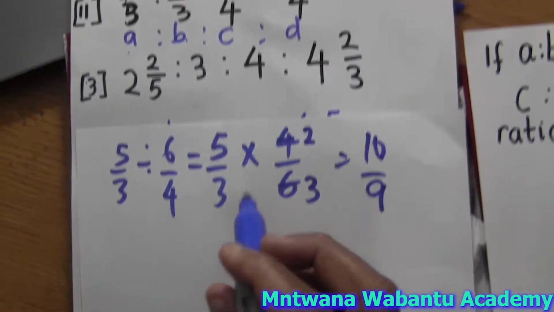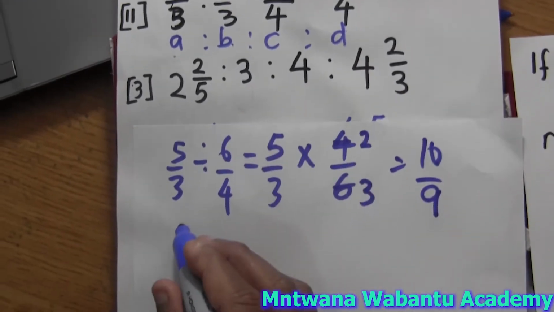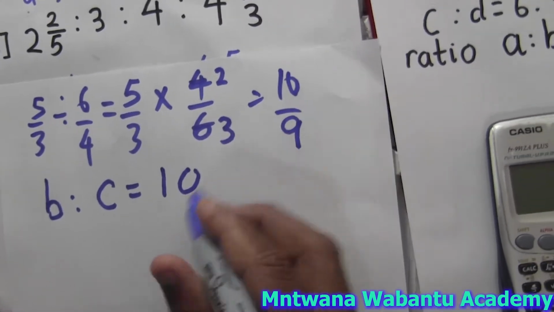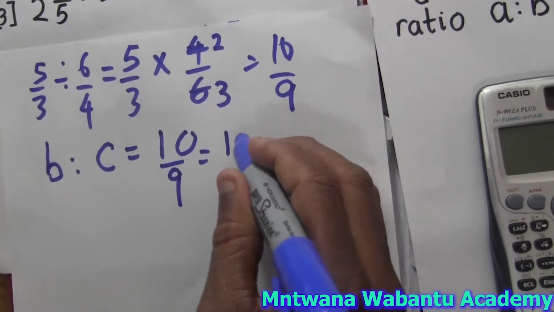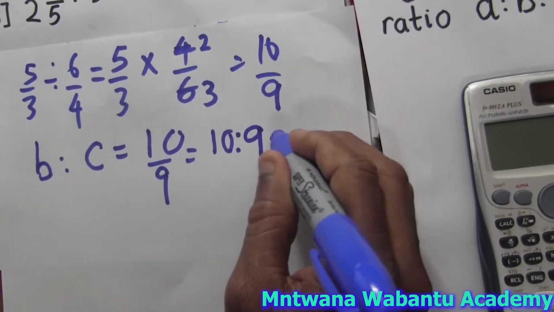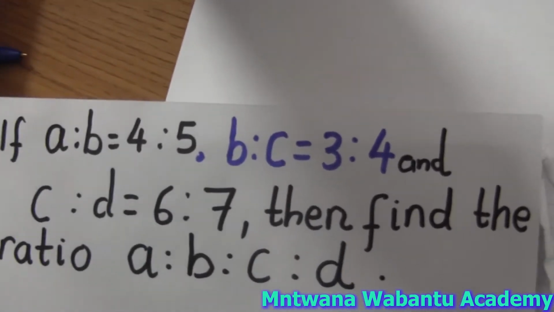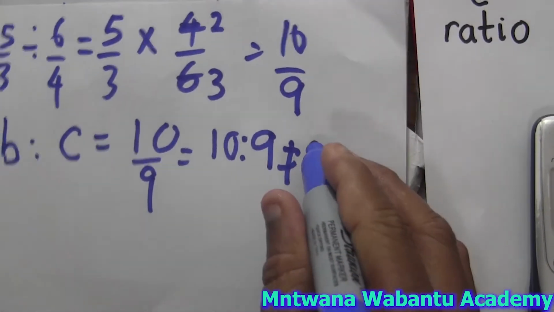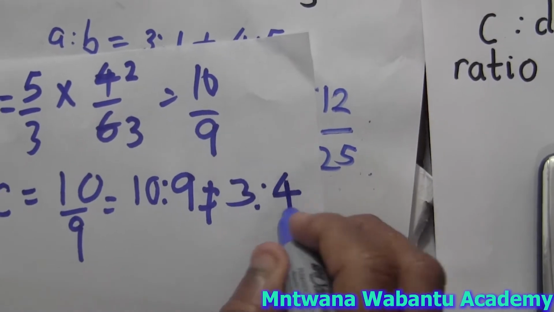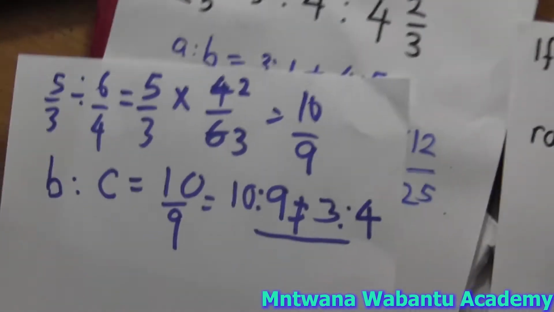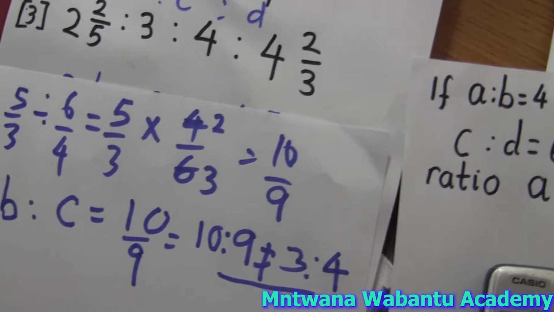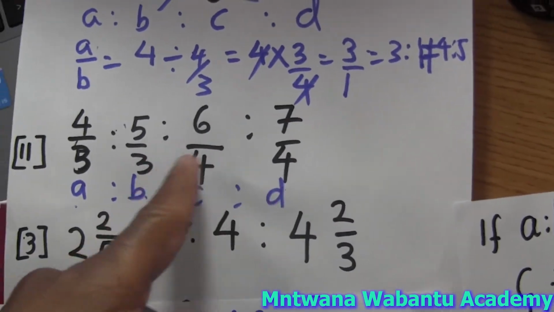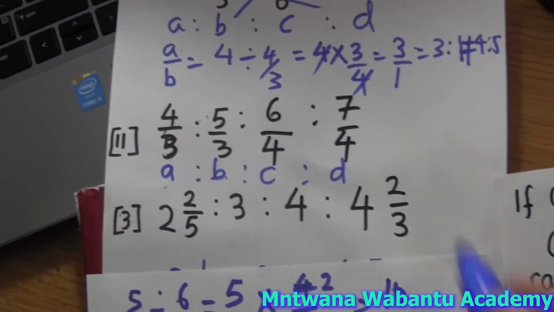Oh, so now we know B ratio C equals 10 over 9. So it's like saying 10 ratio 9, which is not equal to 3 ratio 4. So for that case, this is disqualified, and we should reject this. If you reject this, I don't even have to continue with C and D, because this already is not true. It means the whole of this is not true.